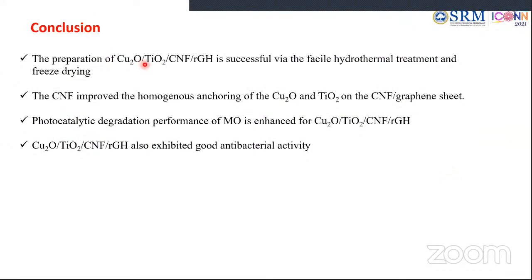So in conclusion, we managed to prepare cuprous oxide and titanium dioxide modified on CNF RGH via facile hydrothermal treatment and freeze drying. And we believe that the CNF improved the homogeneous anchoring of the cuprous oxide and titanium dioxide on the cellulose nanofiber graphene sheet. And lastly, the photocatalytic degradation performance is enhanced for this modified hydrogel, which also exhibited good antibacterial activity. So with that, I thank you.